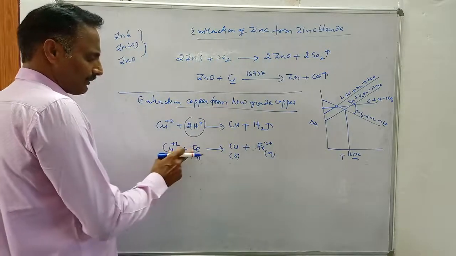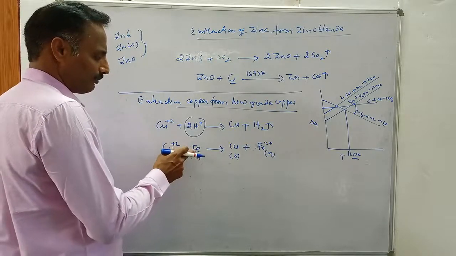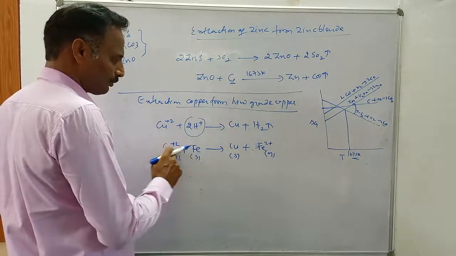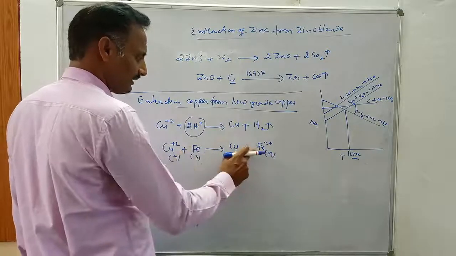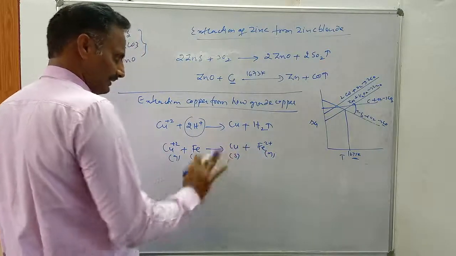Copper is less reactive when compared to iron. Iron is more reactive. Due to more reactivity, it can reduce Cu2 plus into Cu. Here iron undergoes oxidation, and then you will get copper. This is the copper.